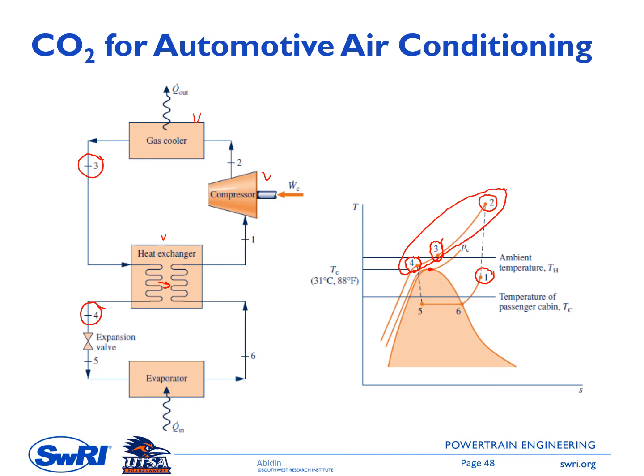And then from 4 to 5, this is a throttling process. And then 5 to 6, this is a process inside the evaporator. And then from 6 to 1, this is the process inside the heat exchanger. So the working fluid gets heat from the other side, which increases the temperature from T6 to T1.